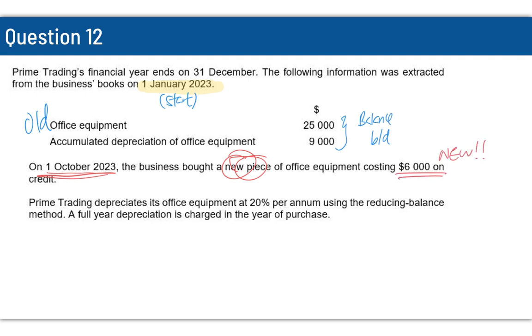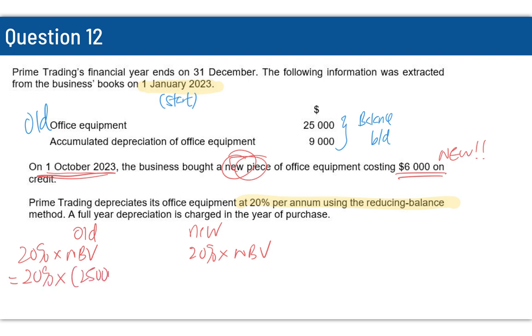So you are using the 20% reducing balance method, and you want to calculate the depreciation for the year. So it's very important that you see the second piece of equipment separate from the first one, the original ones. Okay, so if we were to separate their depreciation, for the old ones we will use 20% times the net book value, which is 25,000 minus 9,000. This is our depreciation for the old original equipment.